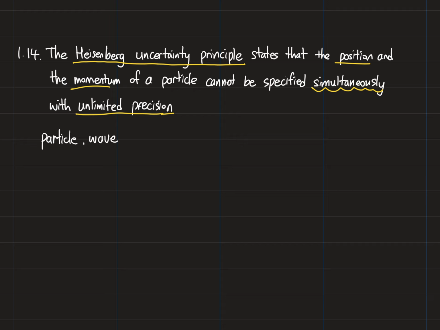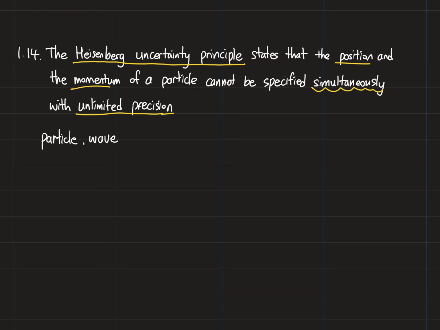So this principle states that it is fundamentally impossible to simultaneously determine with perfect accuracy both the position and the momentum of a particle. There is an inherent trade-off. If you want to measure one property more precisely, then you are going to have a less precisely measured value for the other quantity.